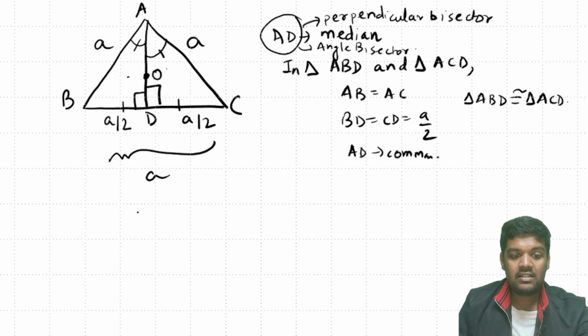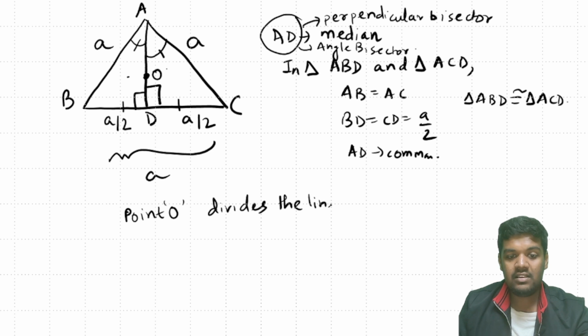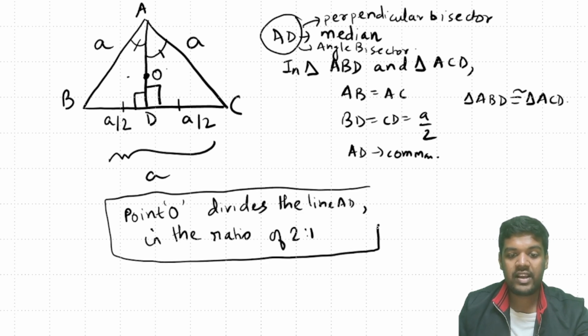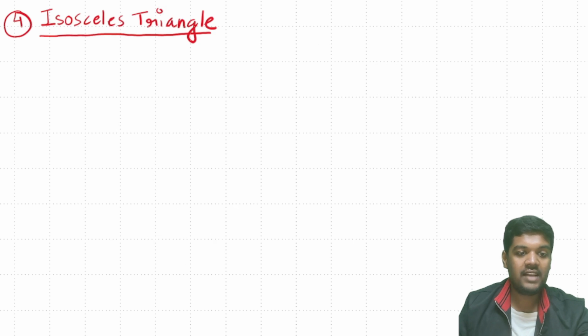So I want to say that this point O divides the line AD, which is my perpendicular bisector or median or angle bisector, in the ratio of 2:1. This is an important property of an equilateral triangle. Wherever my circumcenter or incentre point is, this divides my median or the angle bisector or the perpendicular bisector in the ratio 2:1. This is an important property. So please remember. Now let's move on to the next type of triangle, which is my isosceles triangle.